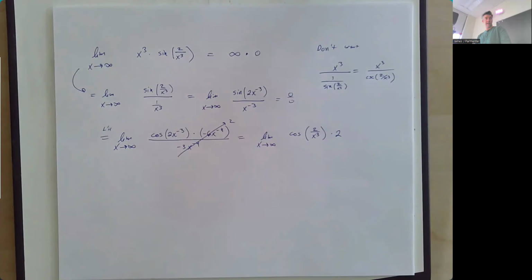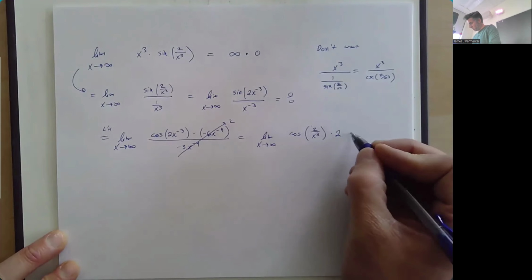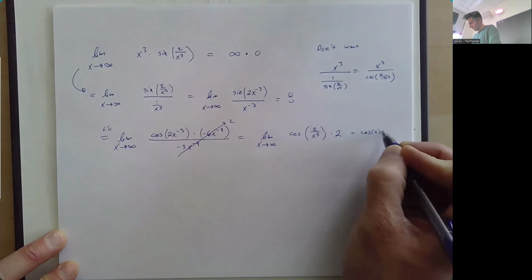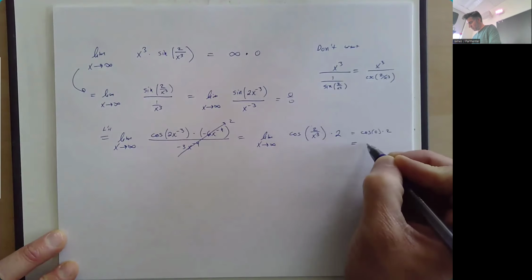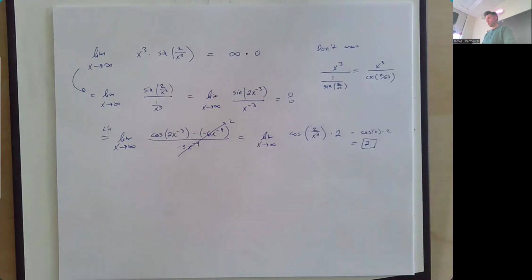And then you can take the limit. As x goes to infinity, 2 over x cubed goes to 0. And cosine of 0 times 2 ends up being 1 times 2. So here the infinity and the 0 kind of pushed and pulled against each other, and we came out somewhere in the middle at 2. Kind of interesting.